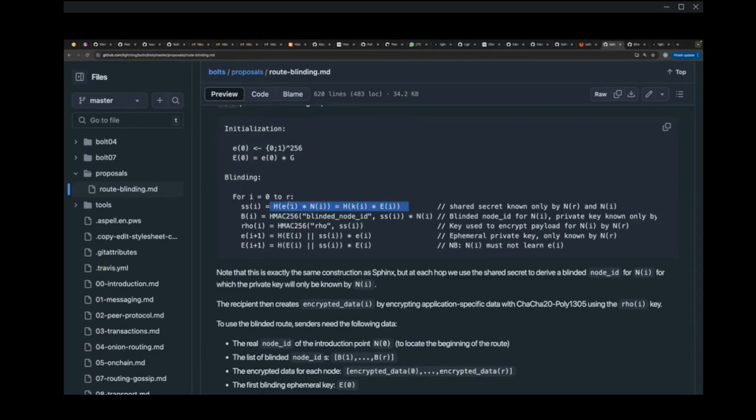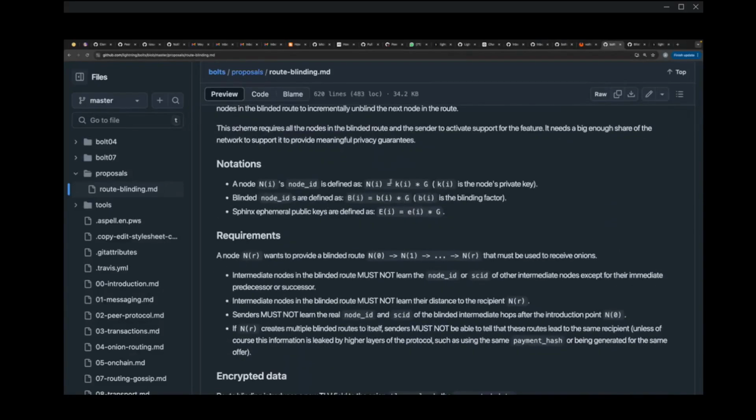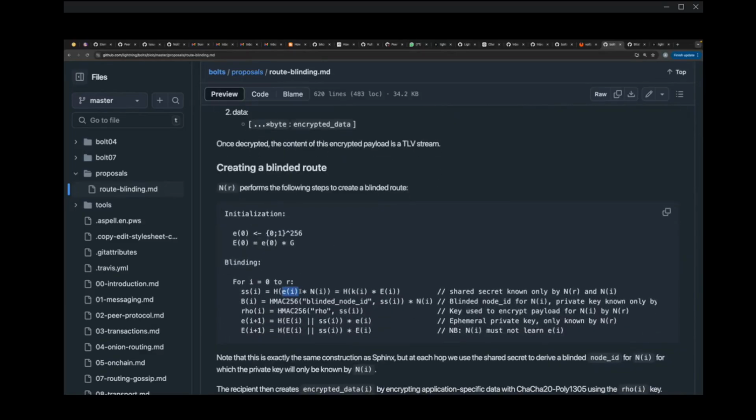Why these would be equal is, N_i is basically G multiplied by k_i. As you can see here, N_i equals G multiplied by k_i. So substitute it here: e_i times k_i times G. This is what we are hashing. And E_i is e_i multiplied by G. So if I substitute it here, it would be k_i times e_i times G. So these two would be equal, so the hash would be equal. That's how they create a shared secret.